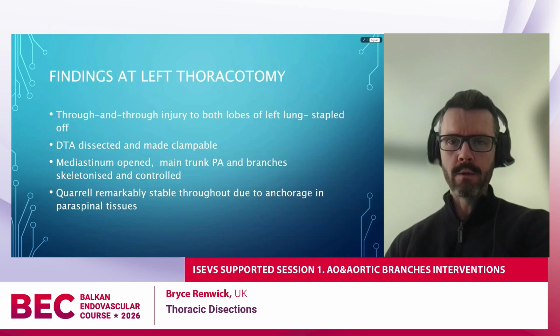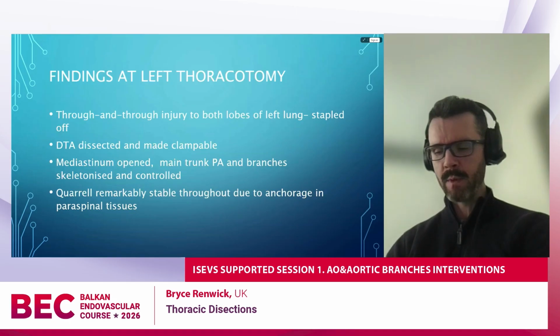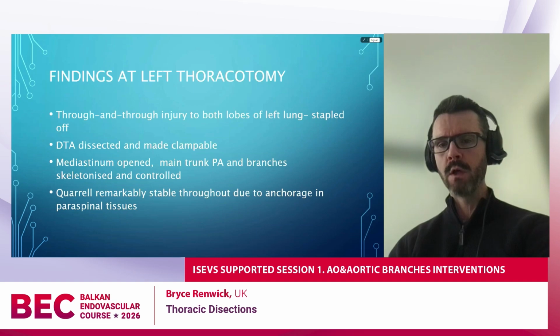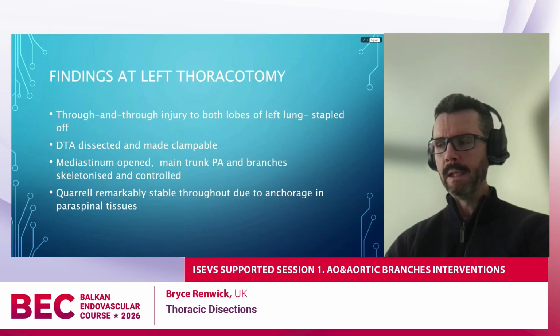And then the findings: once the stent was in place but not deployed, we opened the chest and, as expected from the CT, found through and through injuries to both lobes of the left lung. So the ends of these were stapled off, which was pretty straightforward. Descending thoracic aorta dissected and made clampable.